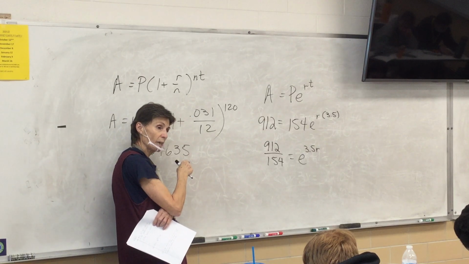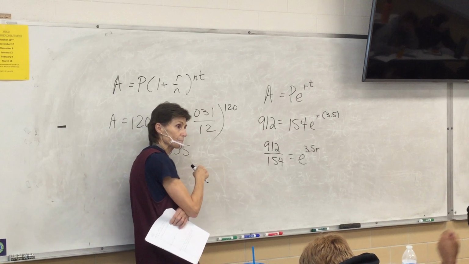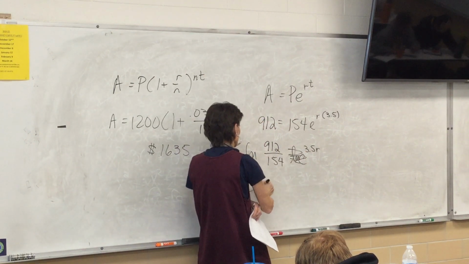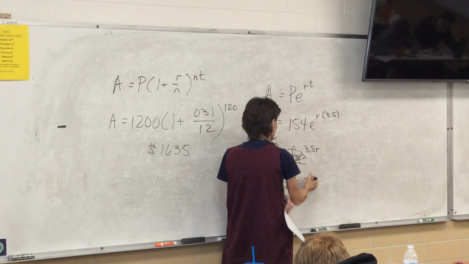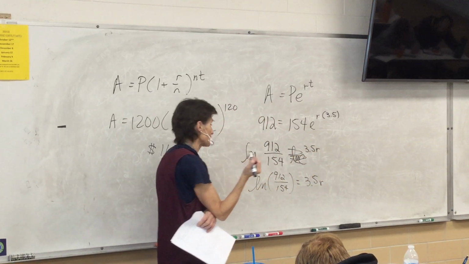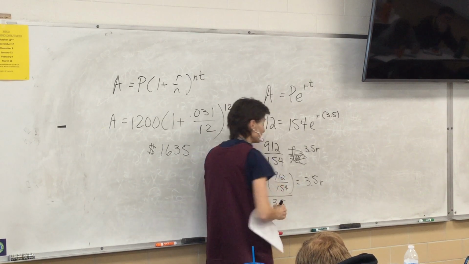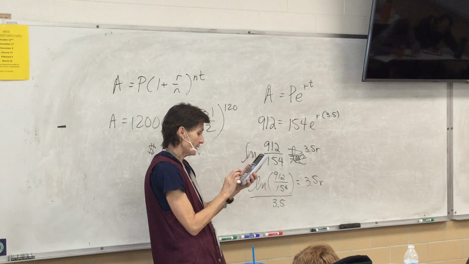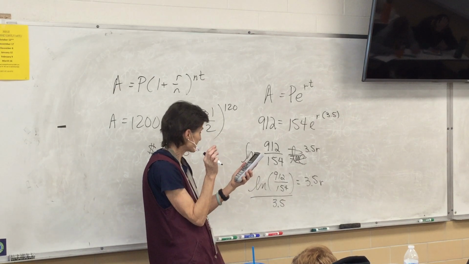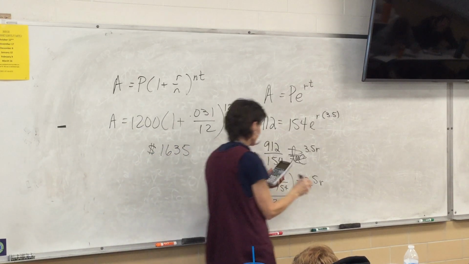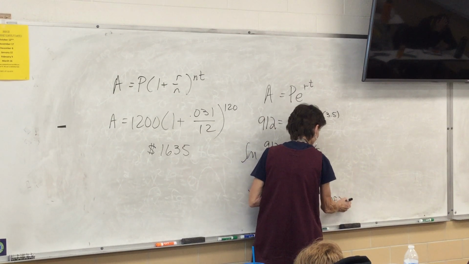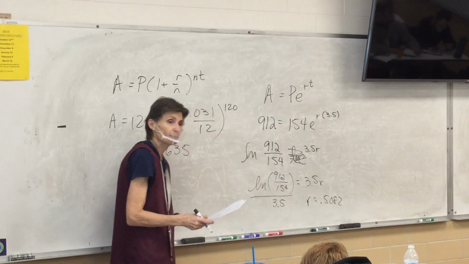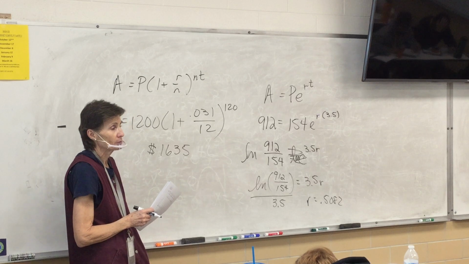Now, this looks exactly like an equation we had a little while ago. What do I need to do? ln both sides, because that will wipe this out. So ln of that fraction equals 3.5r. And then you divide by 3.5. So divide ln of that fraction by 3.5, and that's going to be my r. So again, you can't miss this if you remember to close the parentheses. ln 912 divided by 154, close parentheses, divided by 3.5. 0.5082. So r is 0.5082. And make that 50.82%. You don't have to, but that would be fine. It is a percentage, growth percentage.